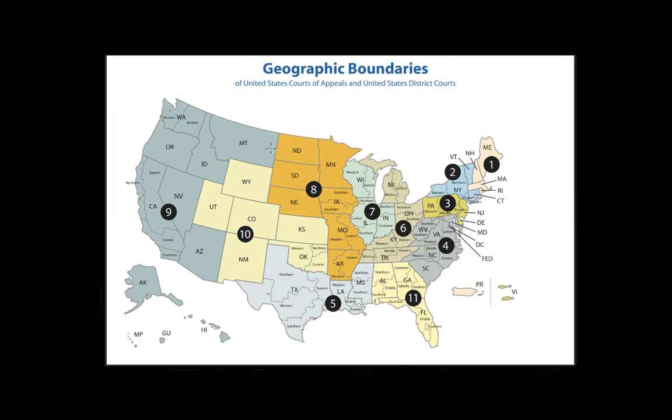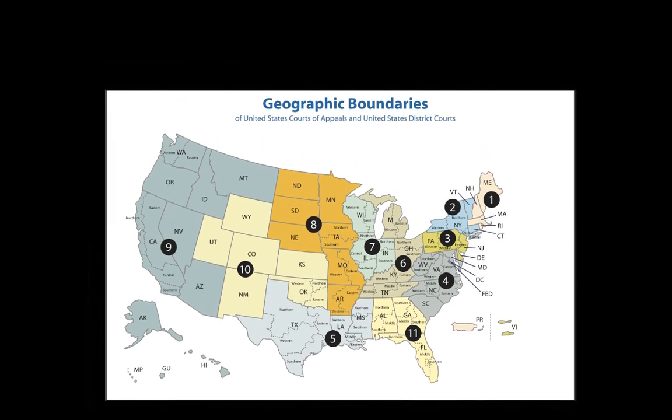So out here on the West Coast, just as an example, all these states that are shaded this same gray-blue color here, they're all in the same circuit. And as you might have guessed by this number 9, they're all in the Ninth Circuit. And in the middle of the country here, all of these orange-colored states are all part of the Eighth Circuit. And it's the same way through the entire country.